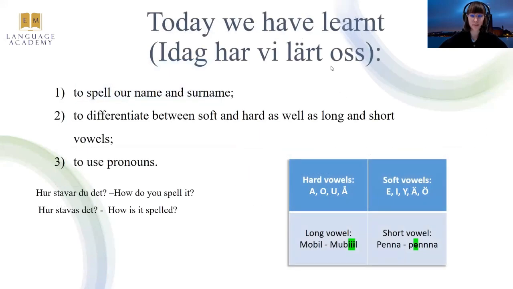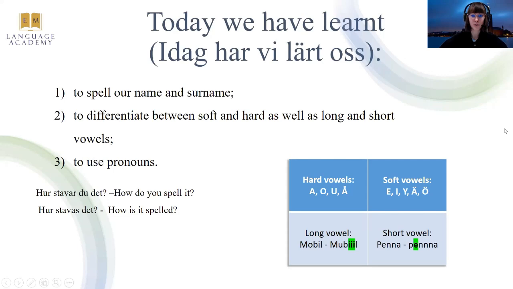So let's summarize. Today we have learned, idag har vi lärt oss, three different things. To spell our name and surname, right? Hur stavar du det? How do you spell it? Och hur stavas det? How is it spelled? And to differentiate between soft and hard, as well as long and short vowels. Do you remember the rules for hard vowels and soft vowels? Right? Long vowel, for example, mobil, and short vowel, for example, penna, when we accentuate the consonant, penna. And then, lastly, to use pronouns, right?